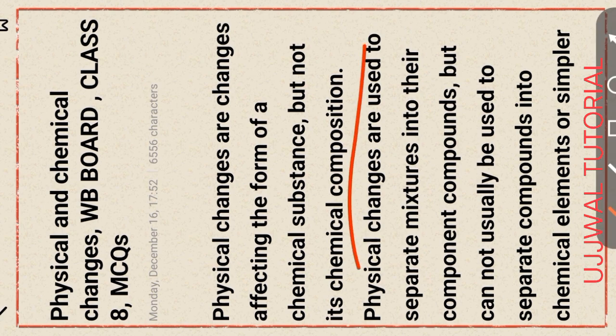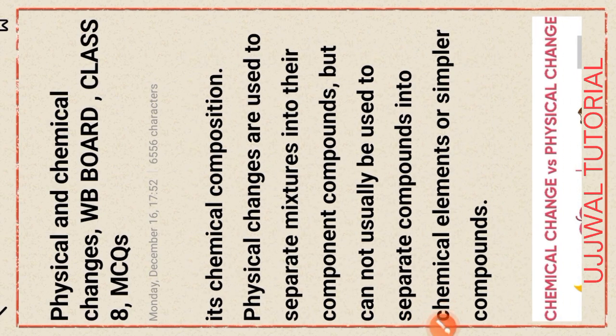Physical changes are used to separate mixtures into their component compounds, but cannot usually be used to separate compounds into chemical elements or simpler compounds. But the chemical change forms a new product, it changes the composition of the substance.